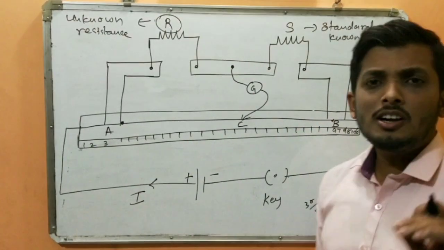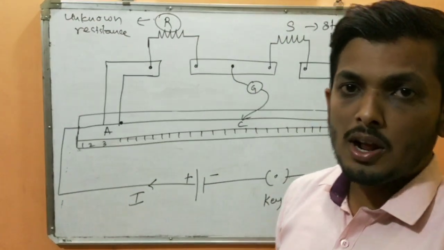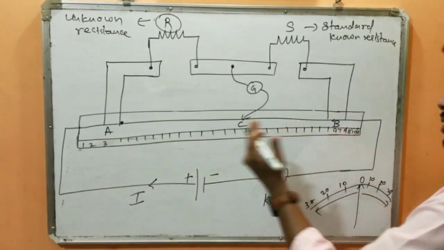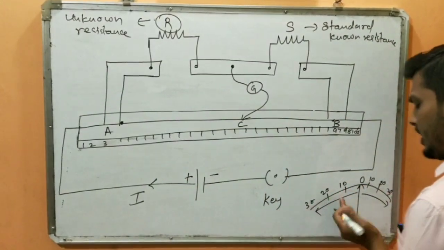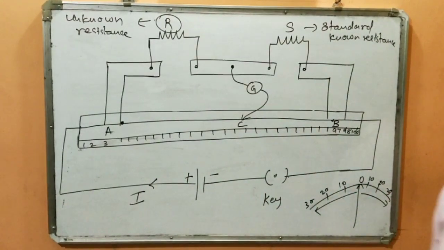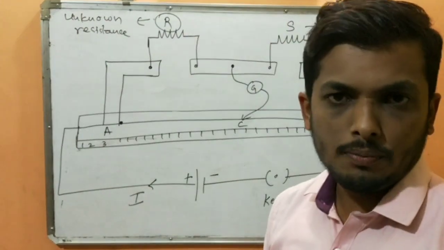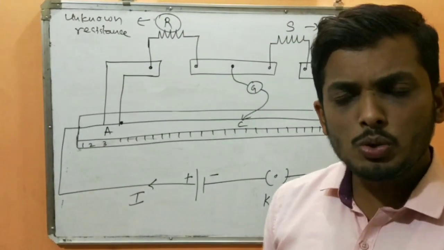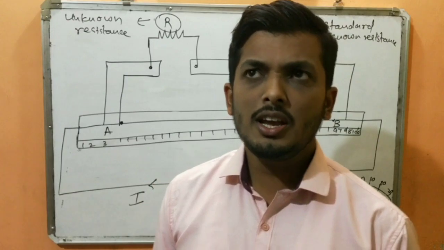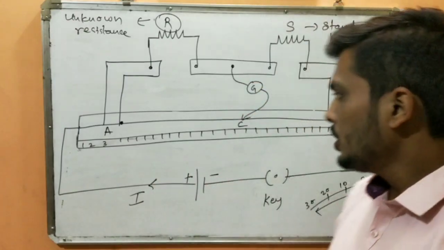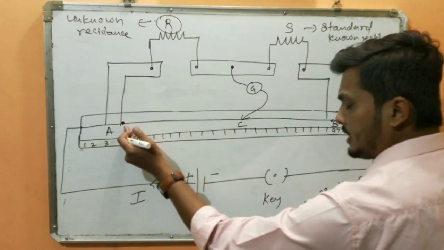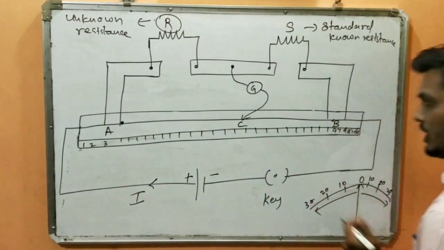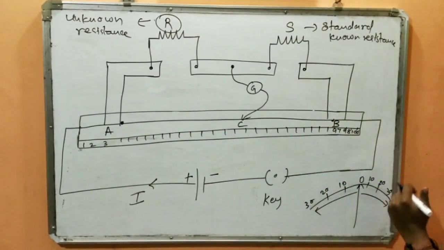But I am not interested in the deflection of the galvanometer. I want such a point on this wire where the galvanometer should neither deflect here nor deflect here, but it should come to the 0. And once it comes to the 0, it is quite understood that the balancing condition is satisfied. Now use your common sense. Once I place it here, it is deflecting that side. Once I keep it here, it is deflecting on this side.